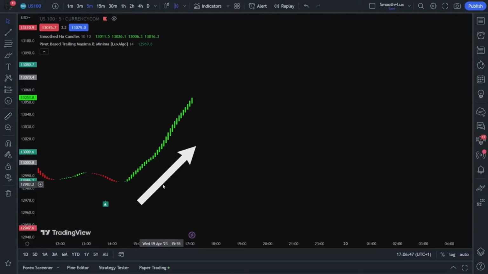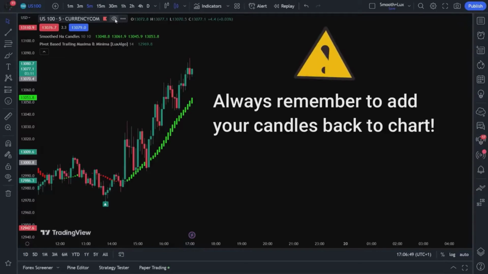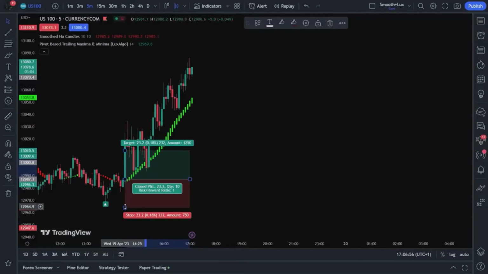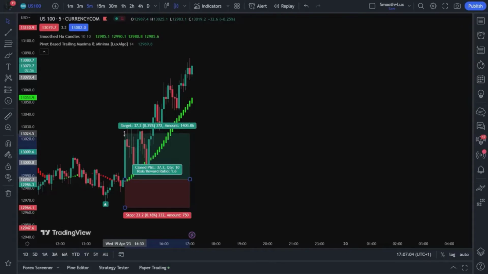If no red signals have been printed before the Smoothed Heiken Ashy Candles turn green, then we are okay to take a long position. We enter as soon as the Heiken Ashy Candles have turned green, and we set our stop loss at the pivot point that was previously given, like so. For this strategy, we are targeting a risk to reward ratio of 1 to 1.5.